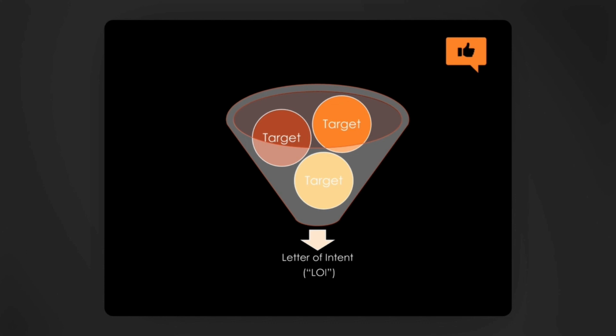During the concur step, a lot of information is exchanged between the target and the buyer under the protection of a confidentiality and non-disclosure agreement. The buyer and seller will collaborate to create a letter of intent, or LOI, a mostly non-binding agreement whereby both parties agree to move forward and make their best efforts to close the transaction.